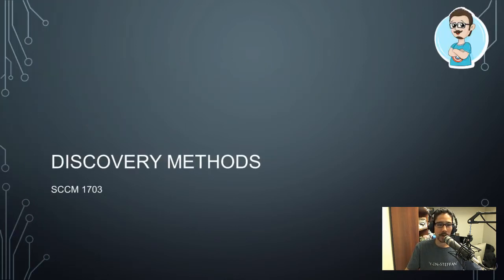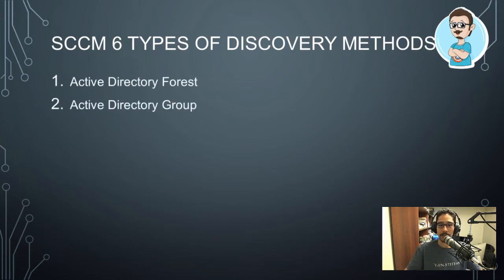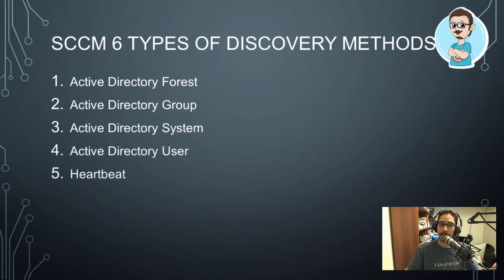So today is all about discovery methods, and there are 6 types of discovery methods. The first one is Active Directory Forest. Number 2 is Directory Group, then Directory System, Directory User, Heartbeat, and Network. Out of the 6 types of discovery methods, the only one that's enabled by default when you install SCCM and get it up and running is number 5, the Heartbeat. The other 5, you have to enable and then configure, which we're going to go over.